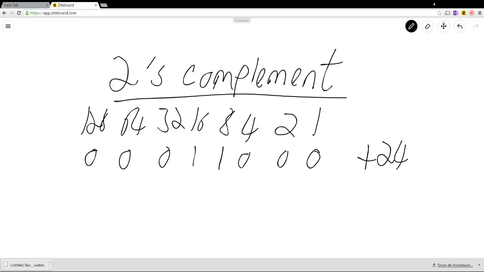To get the negative of that, what a computer does is it flips some of the bits using the 2's complement method. It starts at the least significant bit and copies those down exactly the way they are until it gets to the first one. When it gets to the first one, it keeps that one but flips all of the other bits over. So this is the number minus 24 in 2's complement.